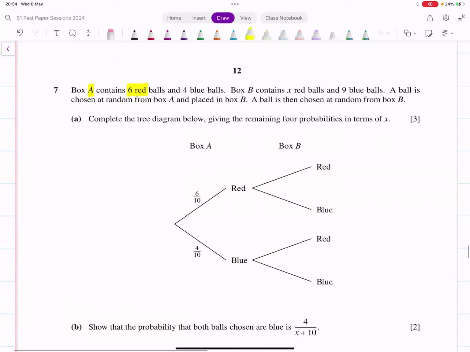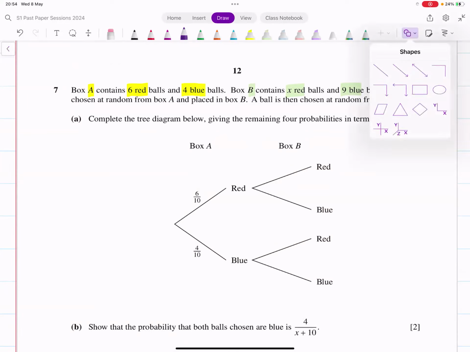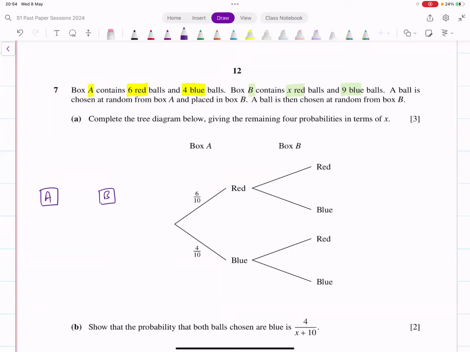Box A contains 6 red and 4 blue. Box B contains X red and 9 blue. A ball is chosen at random from box A and placed in box B. A ball is then chosen at random from box B. Complete the tree diagram below, given the remaining 4 probabilities in terms of X. Now, think about the situation first. You have 2 boxes, box A and box B. How many balls does the first box have?